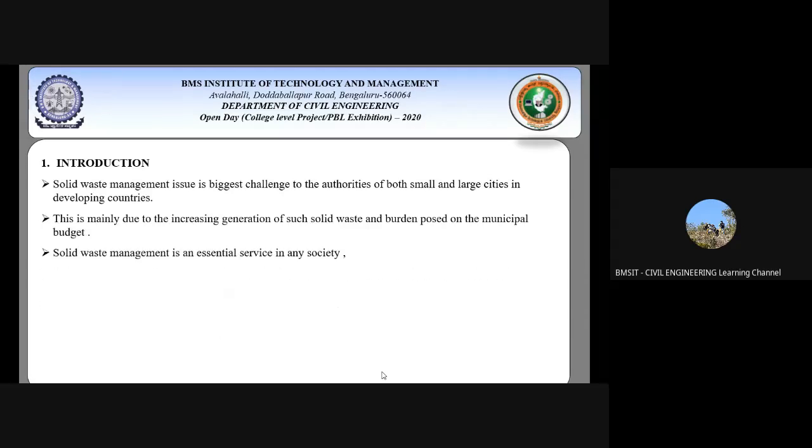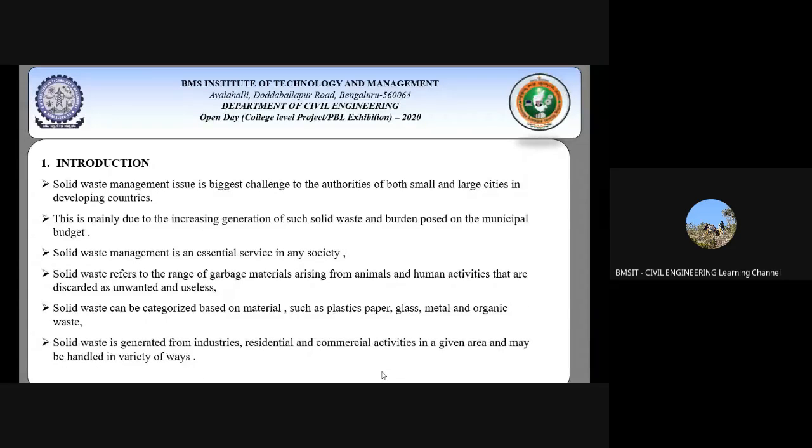As we know, solid waste management is the biggest challenge for the authorities of both small and large cities in developing countries. This is mainly due to the increase of population in the world, so solid waste increases day by day and is a burden to the municipal budget. Solid waste management is the main service to any society, and part of the individual's role is to avoid solid waste materials in daily life so that environmental effects can be reduced. It refers to the range of waste materials arising from animal and human activities that are discarded as unwanted and useless. Plastic, paper, glass, metals and organic waste are some solid waste materials that affect the environment. Solid waste is generated from industrial and commercial sources and mainly handles a variety of waste, like landfills.